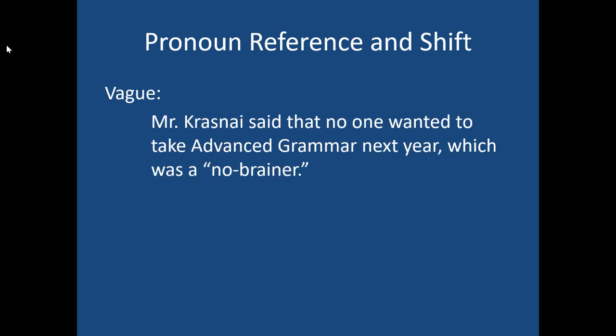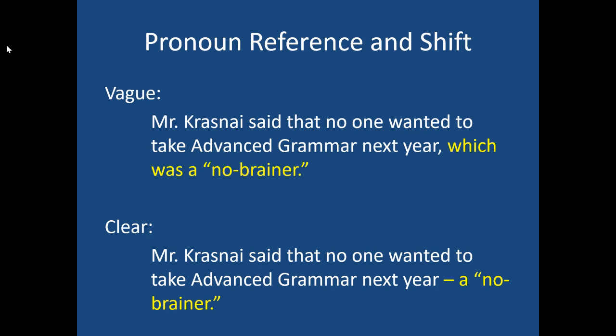"Mr. Krasny said that no one wanted to take advanced grammar next year, which was a no-brainer." I try to avoid the word "which" on the SAT, and even as a writer, because I can't tell what the word "which" is referring to. So, "which was a no-brainer," is that referring to the fact that no one wanted to take it next year, which was a no-brainer? Or is the class itself a no-brainer? Well, I can't tell because the word "which" as a pronoun is really unclear about what it's referring to.